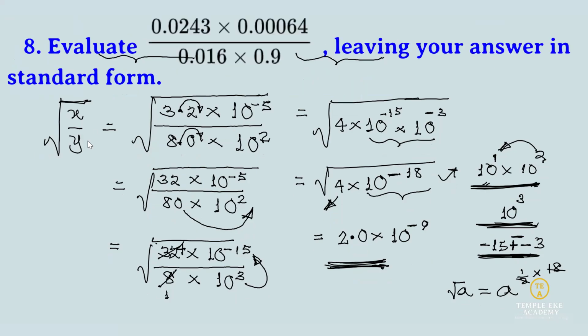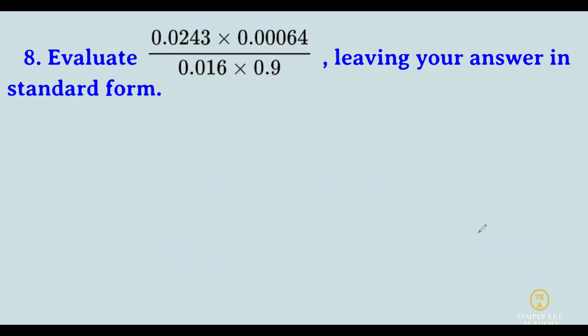Okay, so we have another category of example here. Let's take the traces out of the way so that we have working space. Let's go. Get into it. 0.243 multiplied by 0.00064 divided by 0.16 multiplied by 0.9. Let's take the problem again. We expect to leave our final answer in standard form. Let's get into it right away.